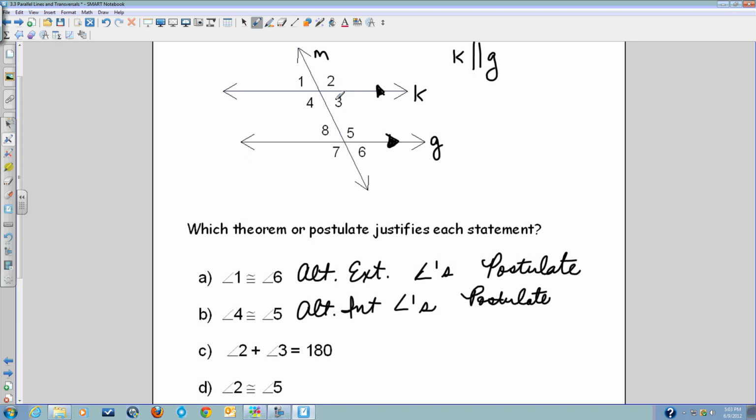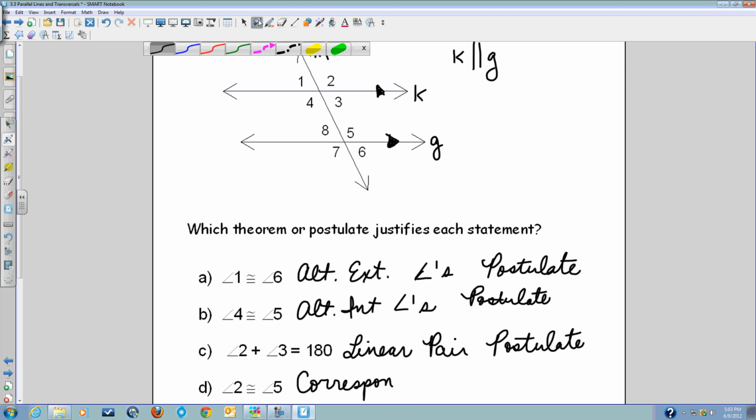Angle 2 and angle 3, if we add them together, equals 180 degrees. Well, angles 2 and 3 form a linear pair. So we're going to say that is the linear pair postulate. That's going back a little bit in our lessons. Angle 2 is congruent to angle 5. Angle 2 and 5 are corresponding angles. So we're going to say the corresponding angles postulate.